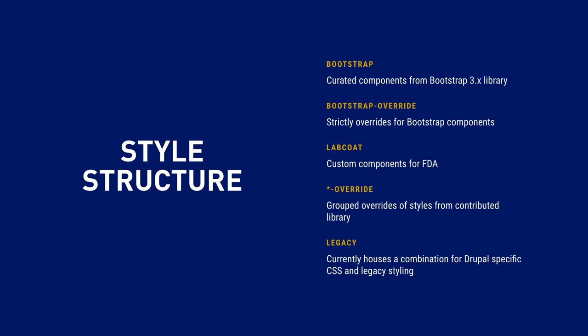So we structured it where, within our SASS file, we have a Bootstrap area where it's just raw Bootstrap, a curated list of the components and styling that we're using. We have Bootstrap override, which is anytime we had to provide style overrides for Bootstrap, we would put it in there. We would keep Labcoat and all of its central components separately, as well as its core styling. And anytime we brought in a JavaScript library or a Drupal plugin that had its own custom style that we had to create custom solutions for, we would put them in an override file or override directory that directly applied to that module, plugin or library.